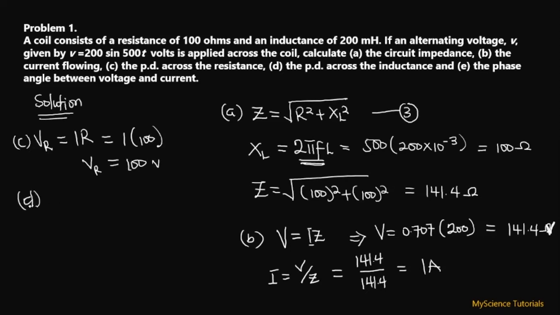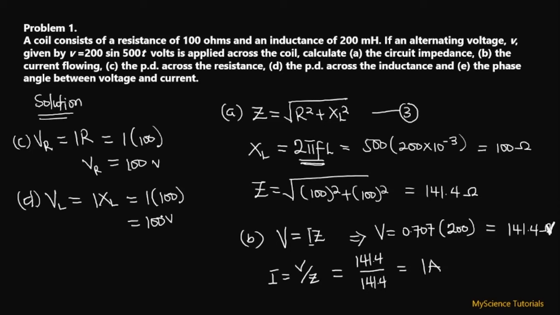Now let's move to D. We have to find the potential difference across the inductance, so VL. Now VL is equal to IXL, where I is the current and XL is the opposition to the flow of current in this particular circuit when there is an inductor. So it's inductive reactance XL. From here we know our current is 1, and our inductive reactance XL is also 100. So we have 100 here. So this is also going to give us 100 volts.